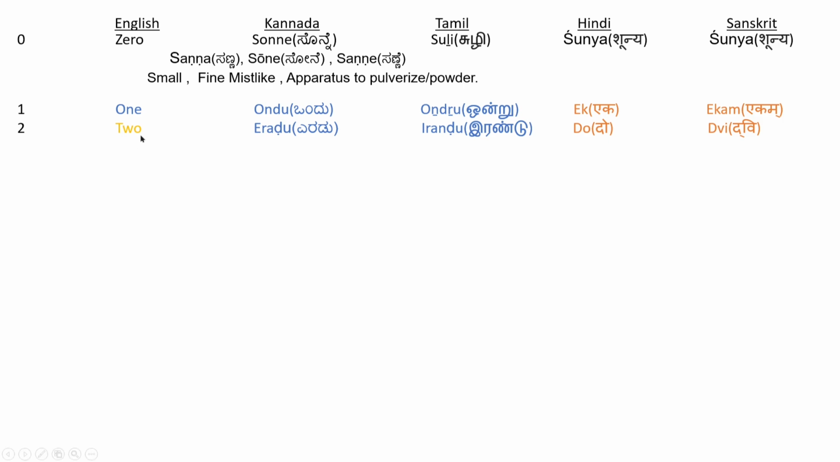So this is two in English, eradu or irandu in Dravidian, Kannada and Tamil respectively. This is do in Hindi and dwi or dwe in Sanskrit. So two, dwa or twa, it's close by to Sanskrit. Also this two sound can be close to the ending do sound here. This do sound here is also similar.